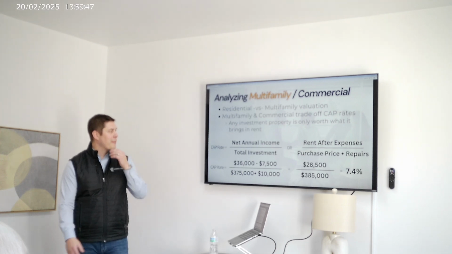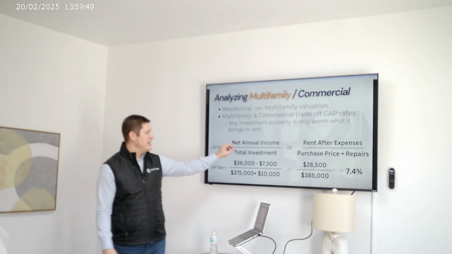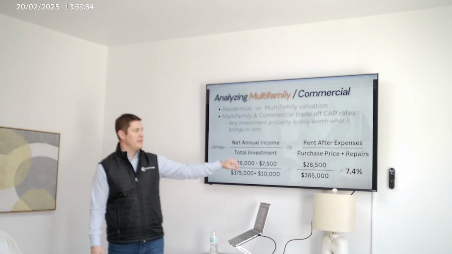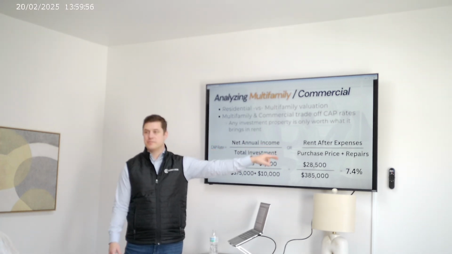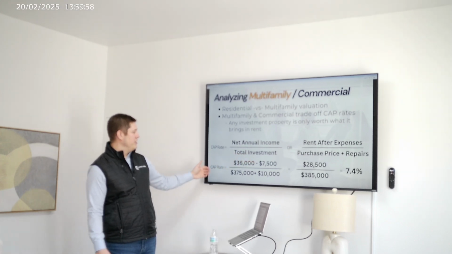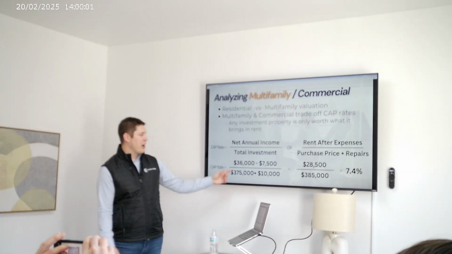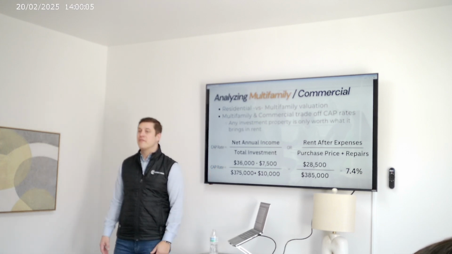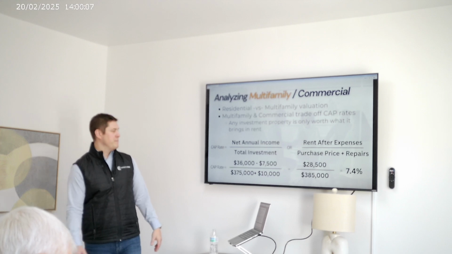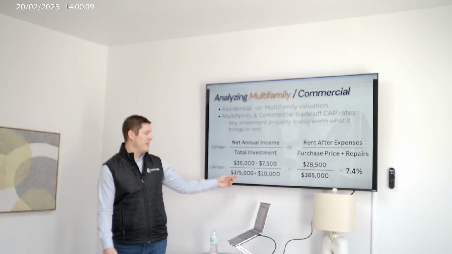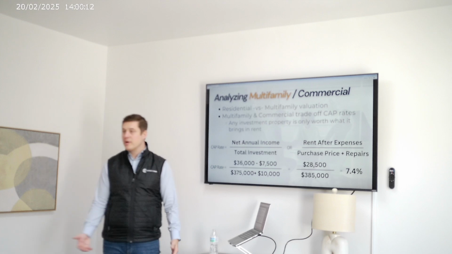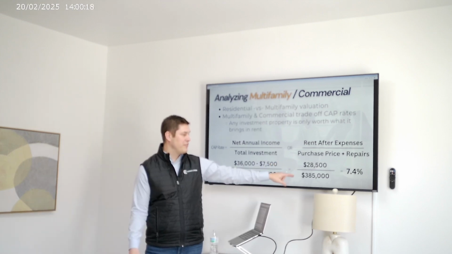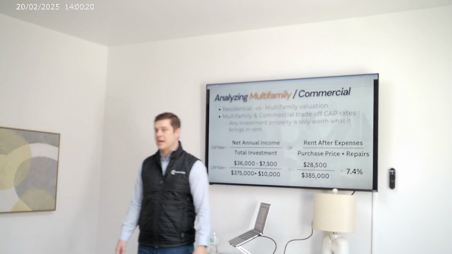So we're going to go back to cap rate. Cap rate is the net annual income, net operating income, divided by the total investment. So rent after expenses divided by purchase price plus repairs. Again, we're going to use just this example of a property that makes $36,000 a year in rent. It costs about $7,500 a year to maintain. It costs us $375,000 to buy, $10,000 to make ready or do whatever. The net operating income of $28,500 divided by my all-in of $385,000 is a 7.4% cap rate.